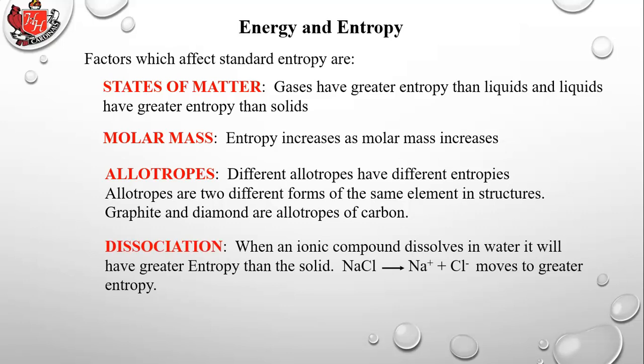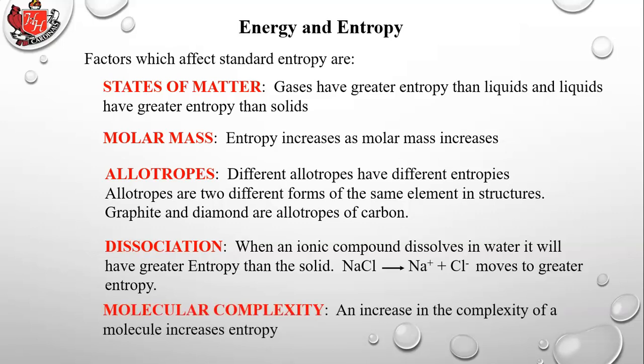Dissociation. When an ionic compound dissolves in water, it will have greater entropy than the solid by itself. So when you dissolve salt in water, you get sodium and chloride ions, and so that's greater entropy. They float around freely in the solution. They're not in the nice crystalline structure like we saw back on an earlier slide with KBr. So that would be greater entropy when they dissociate, when they dissolve.